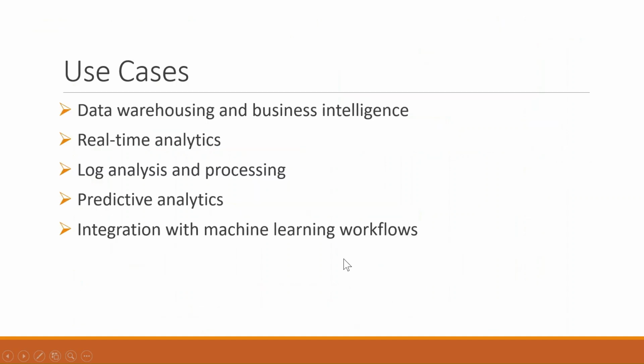Now let's see what are the use cases of AWS Redshift. Firstly, data warehousing and business intelligence. Redshift is perfect for storing and analyzing large amounts of structured data. Businesses use it to create dashboards and reports that provide insight into operations, sales, customer behavior, and many more. It also integrates easily with business intelligence tools like Amazon QuickSight for data visualization.